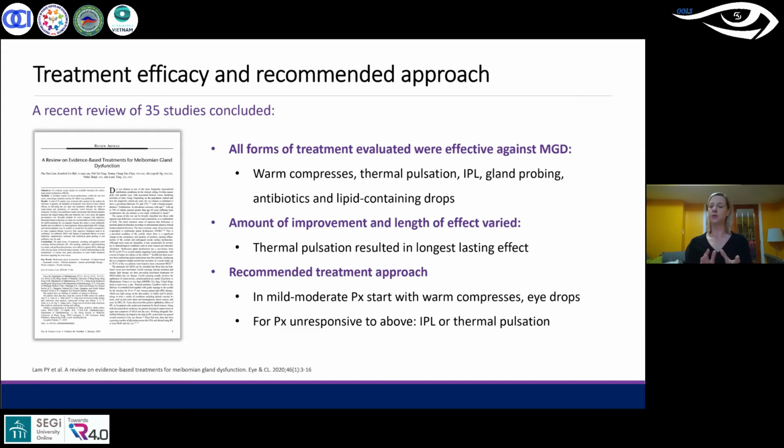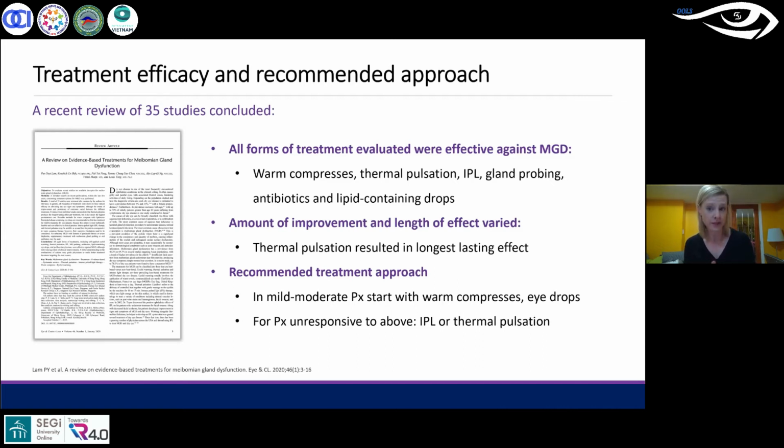So everything made a difference, whether it was from simple warm compresses right through to in-office instruments and treatment, which we'll come on to. The effect and the length of time those positive effects lasted did vary by the type of treatment that was given. So that in-office thermal pulsation did have the longest lasting effect, but that doesn't mean that we need to start there. And in fact, the review was very pragmatic, very practical, I think, for application to our clinical practices, because it was saying in a mild to moderate MGD situation, when you're seeing those early to moderate changes, you should start your patient with straightforward things.